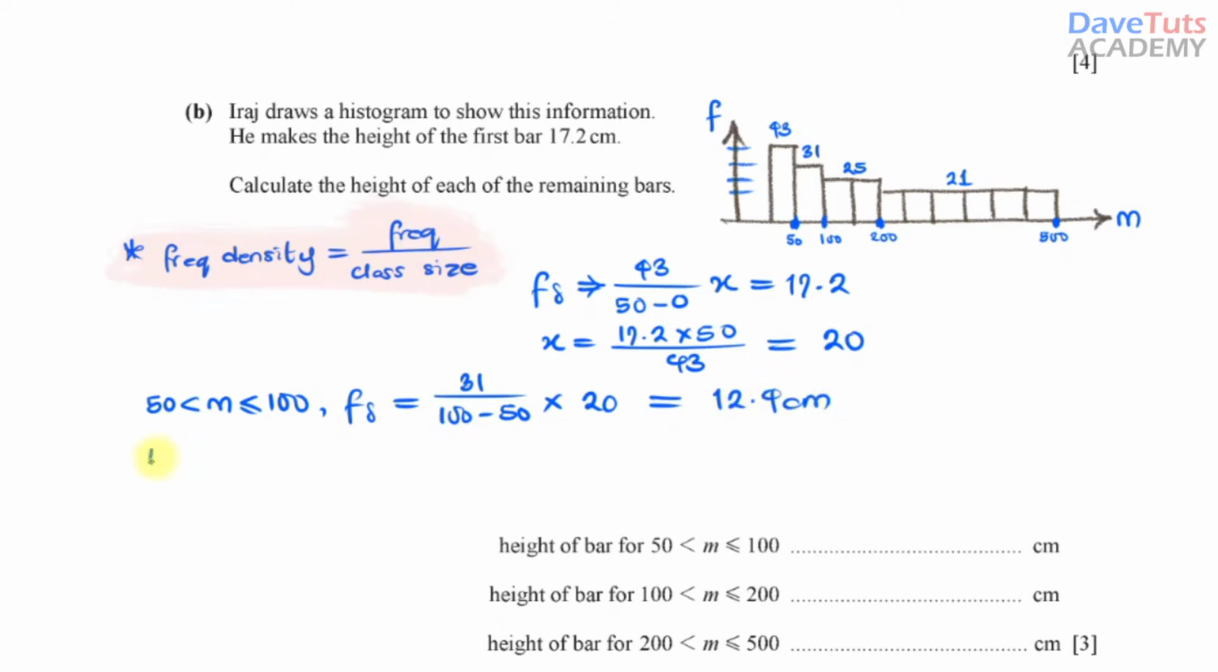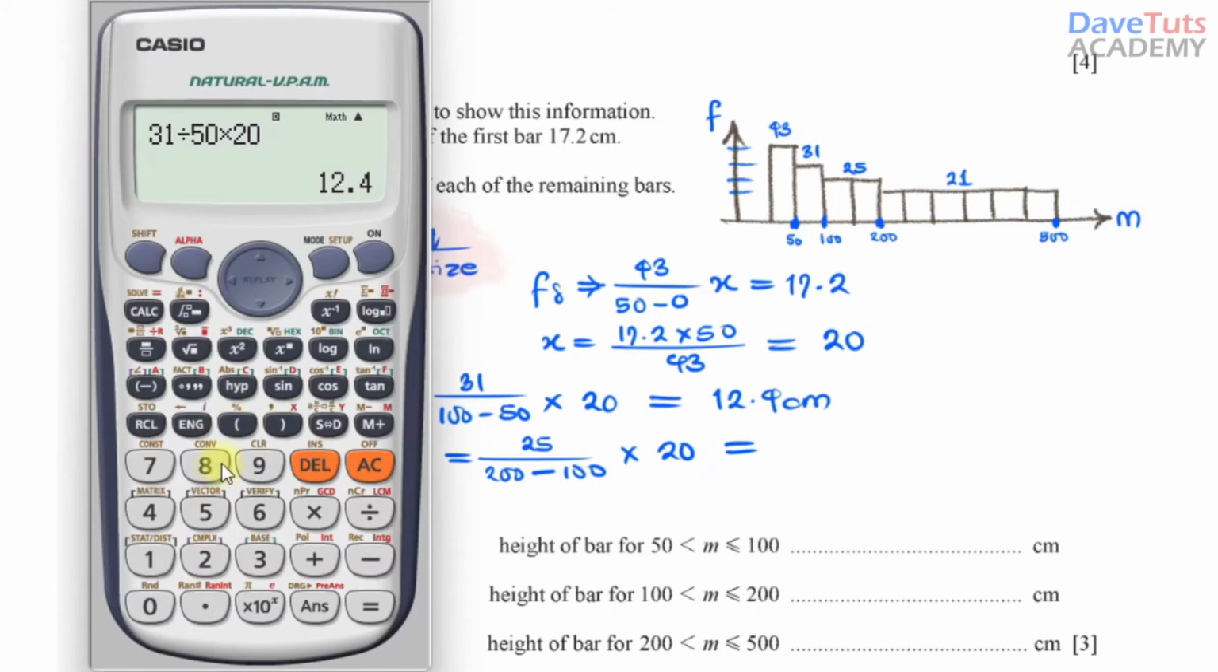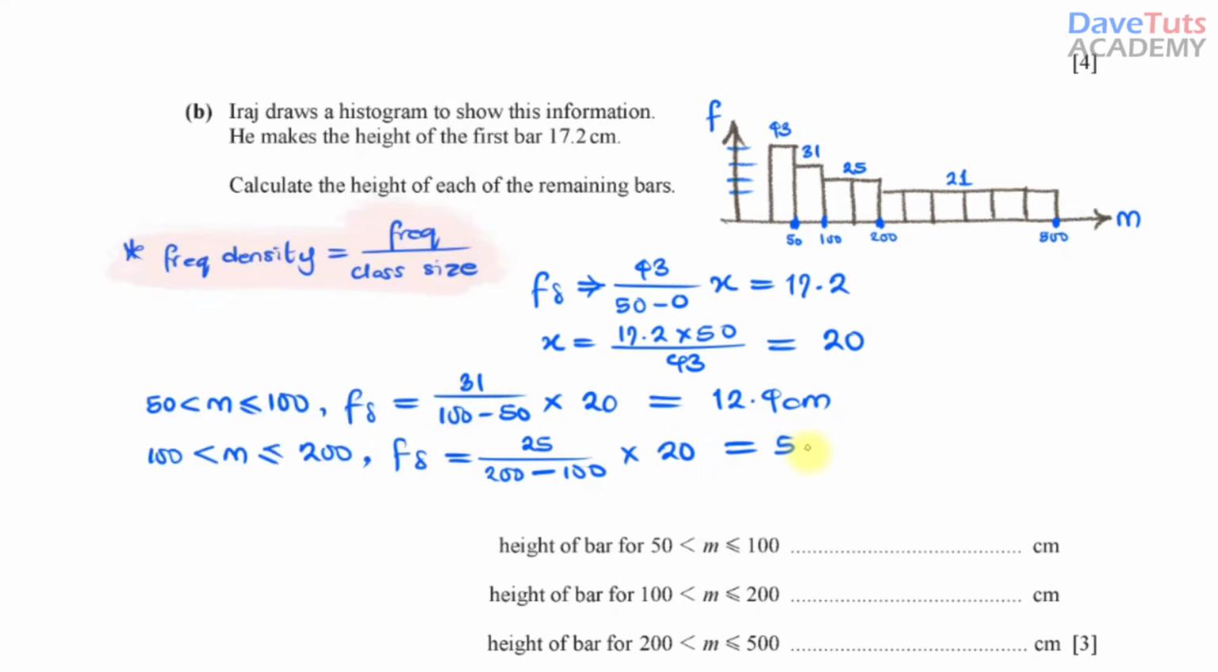Okay, for 100 less than m less than or equal to 200, we need to note that now the class size is going to change. Our frequency density will be, what is the frequency for that case? It is 25. So we have 25 over 200 minus 100, then multiply by 20. If we want to get that again, we can use our calculator. We have 25 divided by 200 minus 100, which is 100. Then we're multiplying by that 20, and that's going to give us 5. Okay, so this is 5 centimeters.